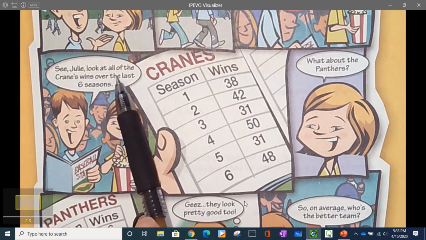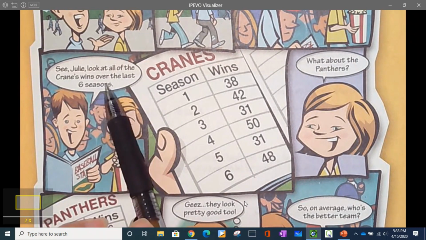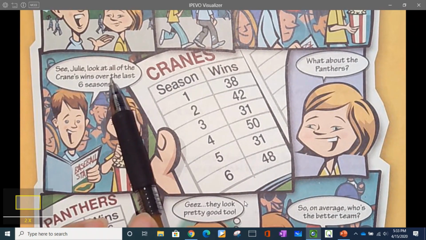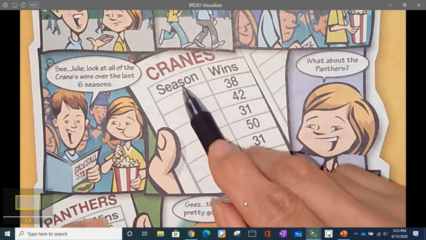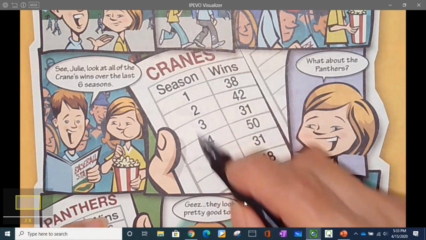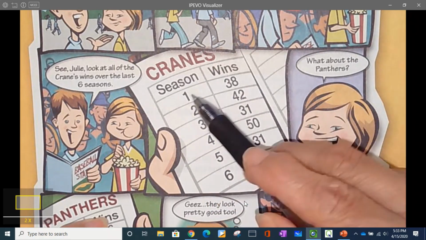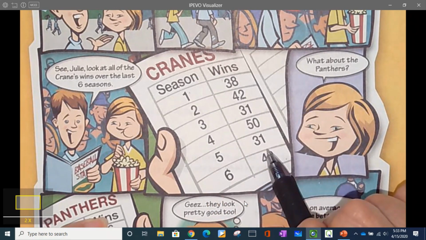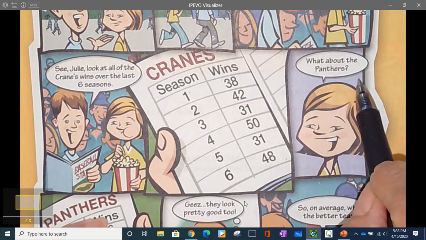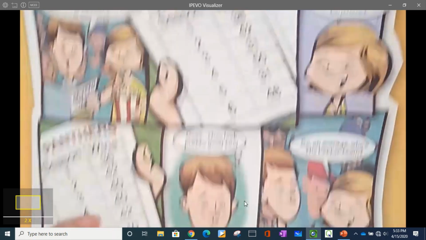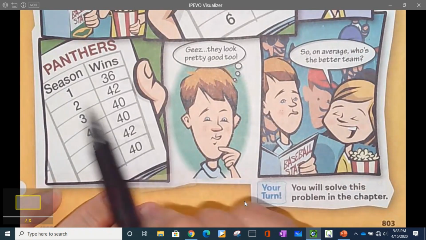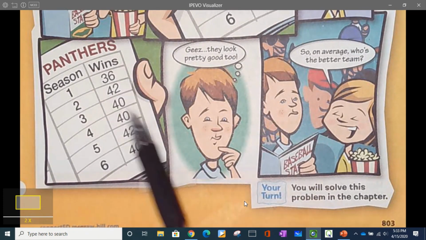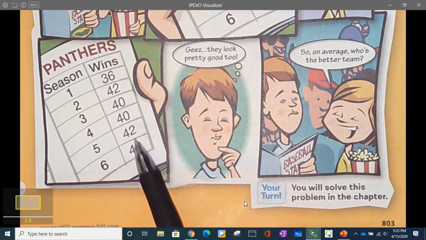See, Julie, all of the Cranes' wins over the last 6 seasons. So these are the Cranes right here. These are their seasons. These are their wins. 2 different columns of numbers here that can be used for statistics. Well, what about the Panthers? Julie asked. Well, the Panthers, it appears they have 6 seasons, and here are their wins in each column.